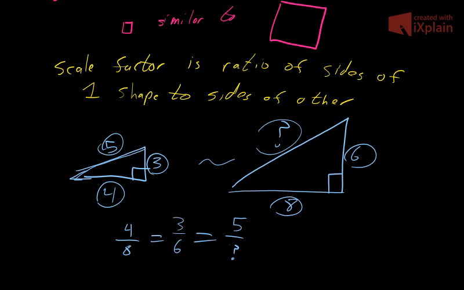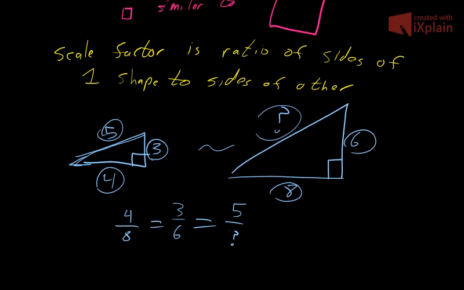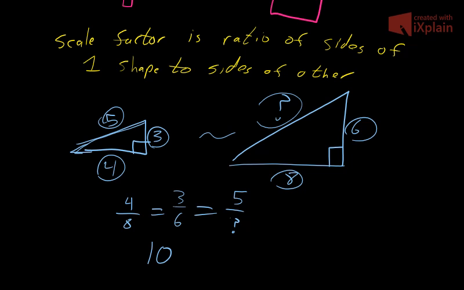If I look at this for a second, it should be pretty obvious. 4 over 8 is a half, 3 over 6 is a half, so 5 over what is a half? That would be 10. So just like that, I could figure out that this number here should be a 10.